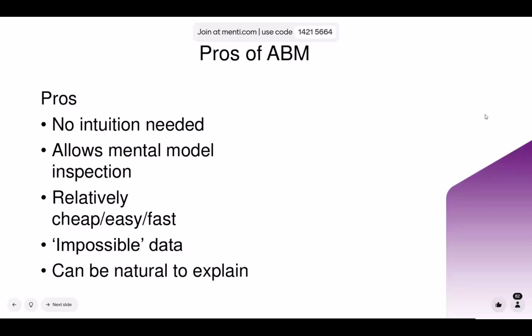They are quite cheap and easy and fast. It took me a minute and 4 seconds to run 1,200 repetitions of a virus. I could not do that in the real world in a minute and 4 seconds. You can get impossible data. So that would be things like data about the Big Bang. We're not going to get real data about it, but you can model it, or data that is unethical to get in the real world.